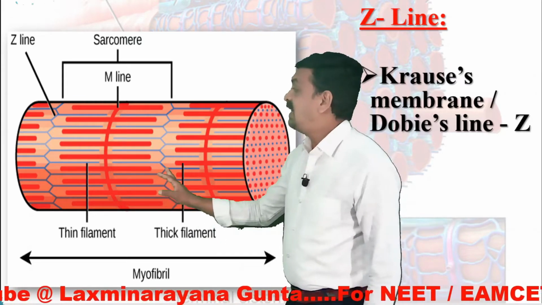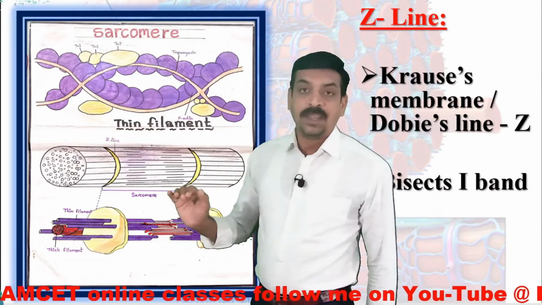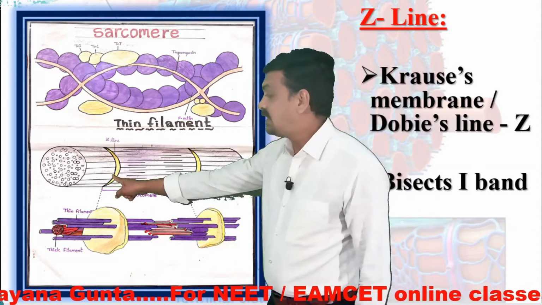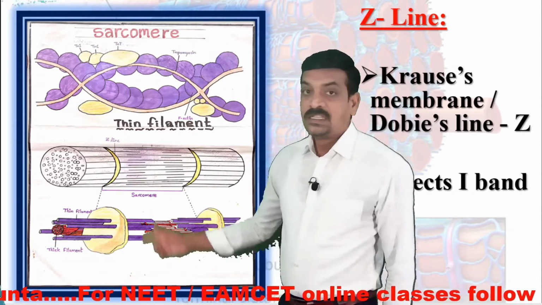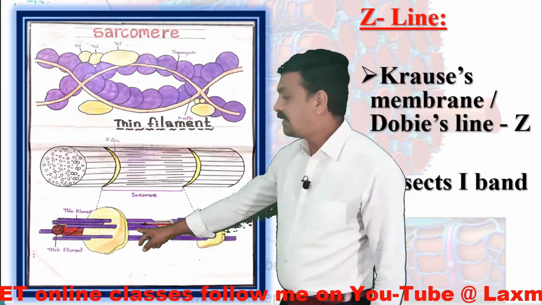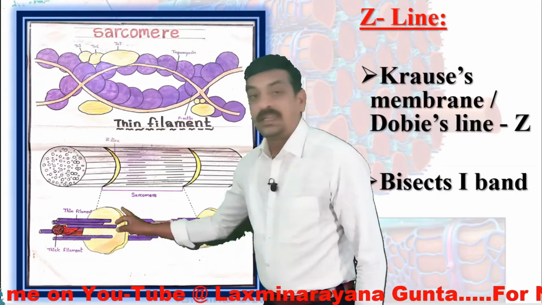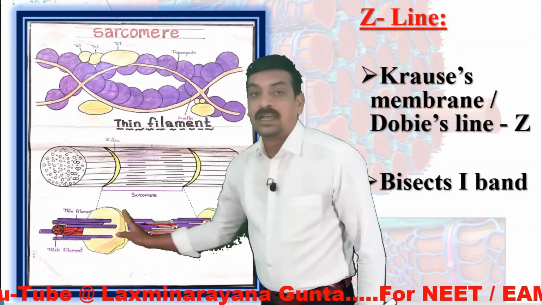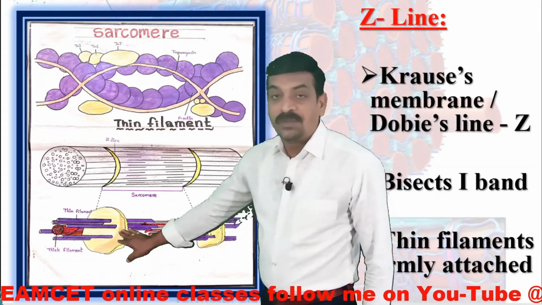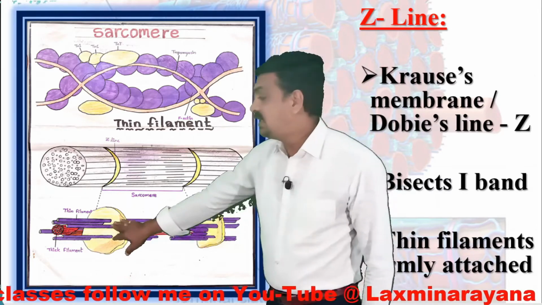This Z line bisects the light band, that is the I band. Here in this diagram, you can observe this one is a Z line and this one is another Z line. This Z line bisects the I band or light band into two halves. And to this Z line, the thin filaments or actin filaments are firmly attached.